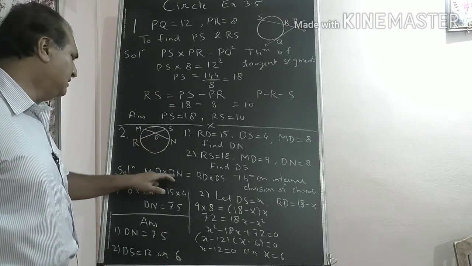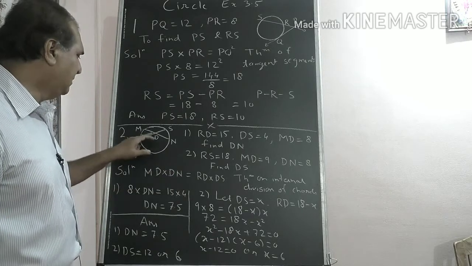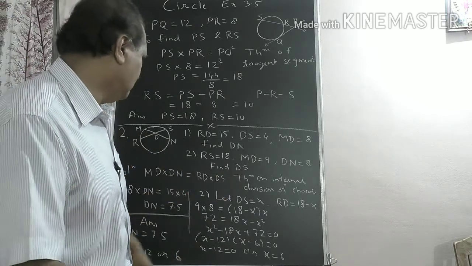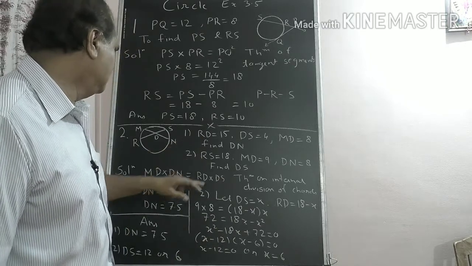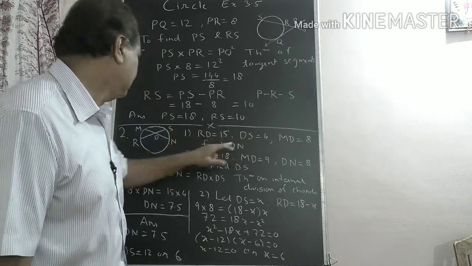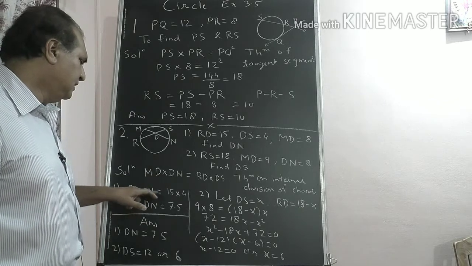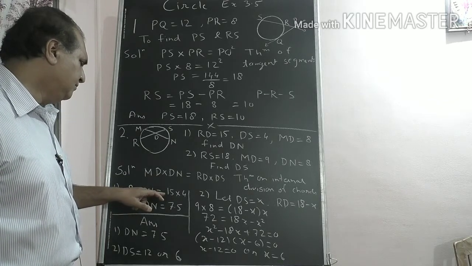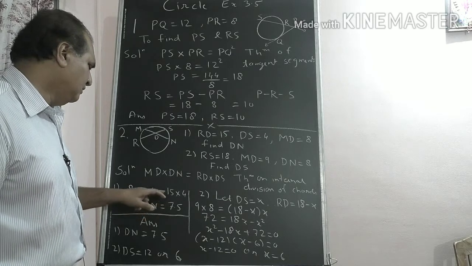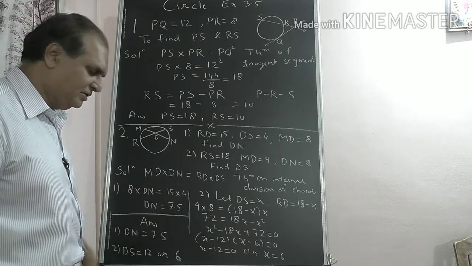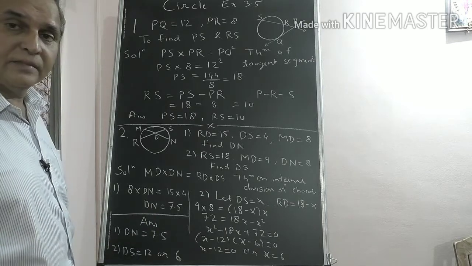MD into DN is RD into DS. Theorem on internal division of chords. Given values: MD 8 into DN, which you have to find, equal to RD 15 and DS 4. 15 into 4 is 60. 8 will go down, 7.5 is the answer. Understanding?